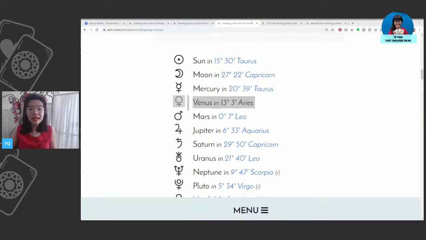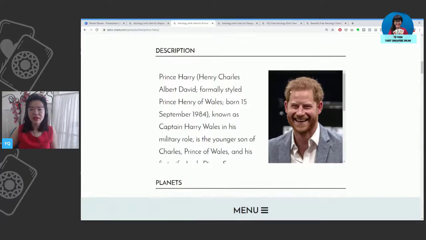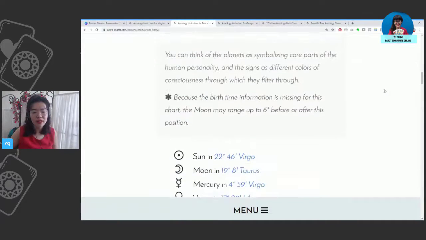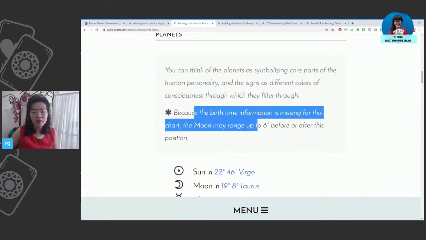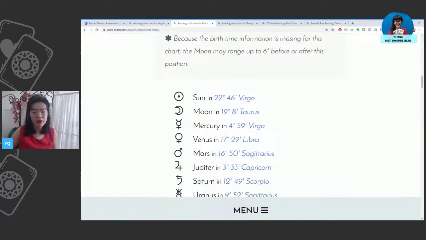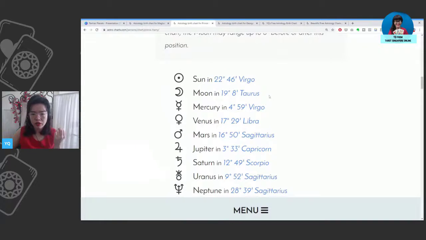Awesome. And the next person we're going to look at is Prince Harry, also an eternal bachelor, but eventually he settled down with someone. Here we see that birth time information is missing, so the moon can range up to 6 degrees before and after. The good thing is that the moon here is 19 degrees, which means that even minus 6 or plus 6 is still firmly in Taurus. So that is the person he'll settle down with.